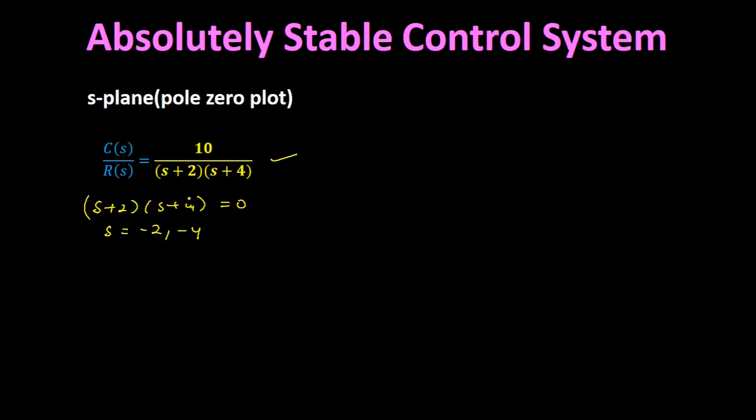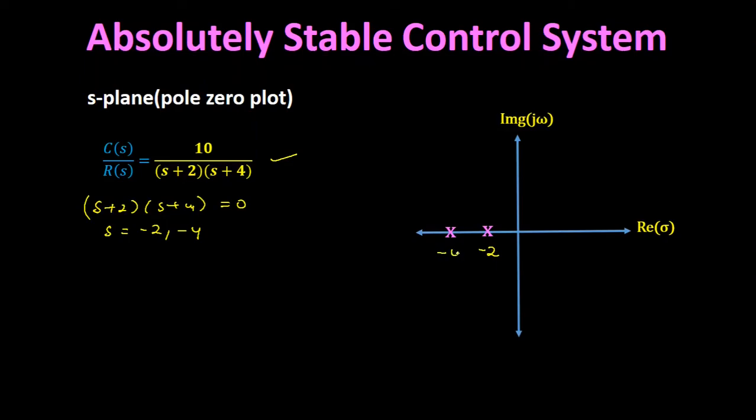Now we draw the pole zero plot for this. This is the pole zero plot. Here we got s equal to minus 2 and s equal to minus 4 poles. So here we can see that both the poles of the transfer function lie in the left half of the j omega axis. Therefore this is an absolutely stable control system.